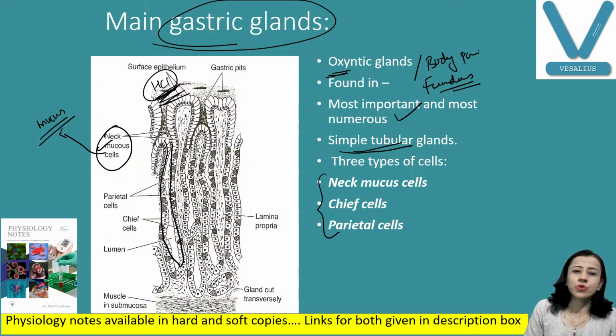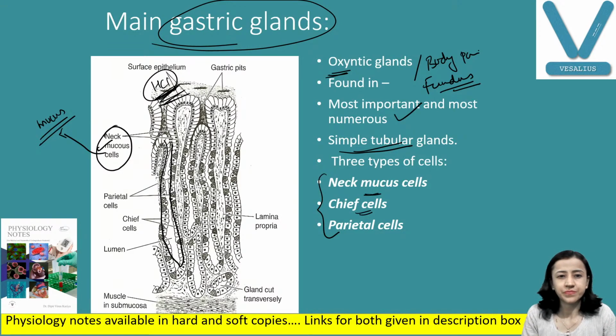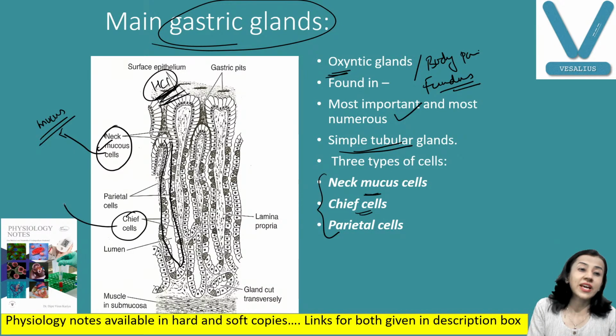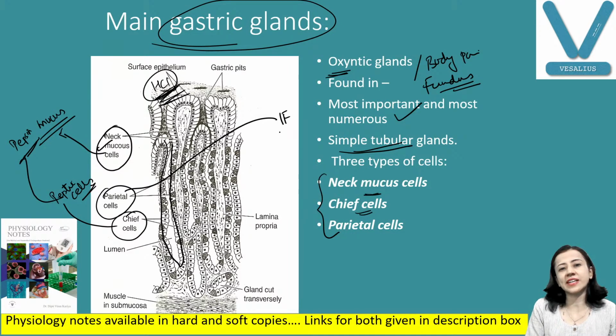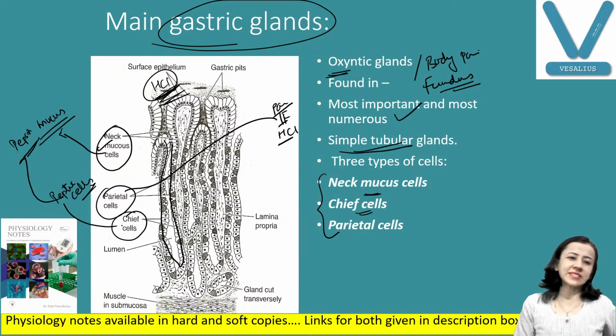Fine. Now, so mucus neck cells, then chief cells, which are also known as peptic cells. They secrete pepsinogen. Pepsin is the enzyme for digestion of proteins. Then parietal cells secrete intrinsic factor and HCl. You can easily remember PIH: parietal cells, intrinsic factor and HCl. The chief cell, other name peptic cell, secretes pepsinogen, which is in inactive form, then it is converted into pepsin. Fine. So these are the important cells.